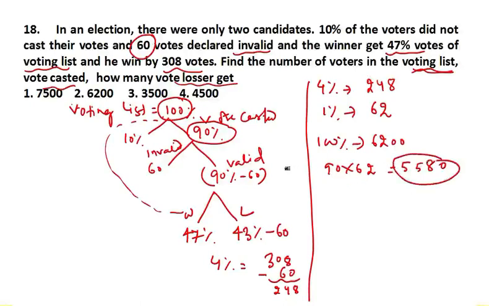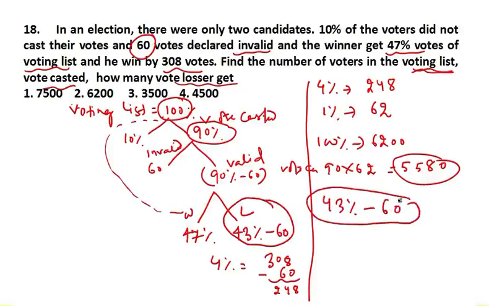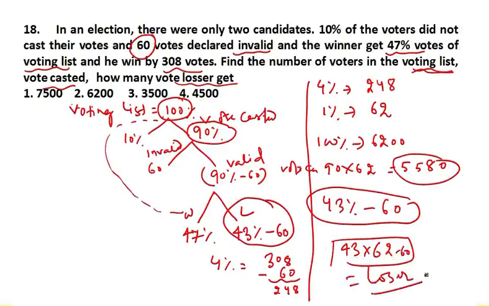Second answer, votes cast. Now how many votes will the loser get? So where is the loser? Okay, this is my loser, 43% minus 60. Now guys, don't write this statement in the exam. You just do 43 into 62 minus 60 and get the answer. So 1% represents 62, means 43 represents 43 into 62 minus 60. If you solve this, you get the loser's votes. Okay, I hope this point is clear now.